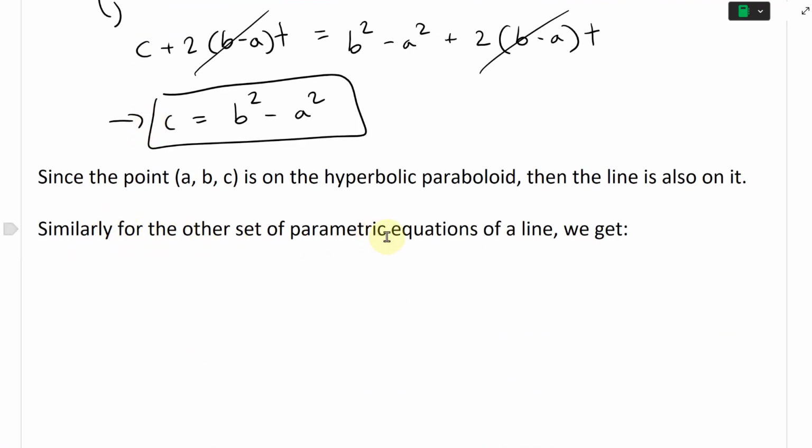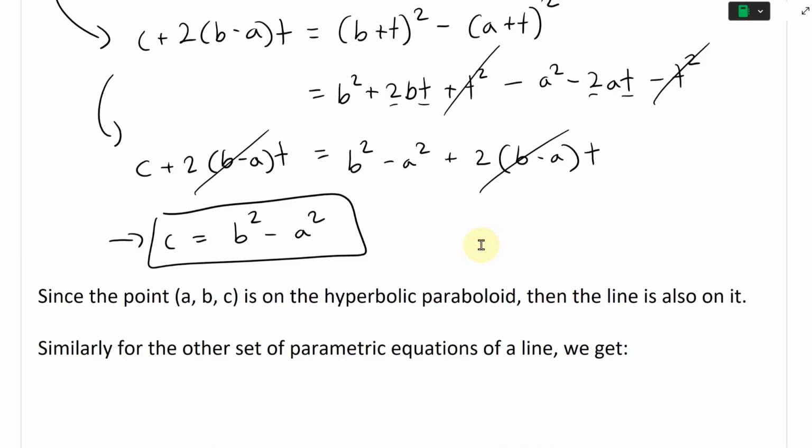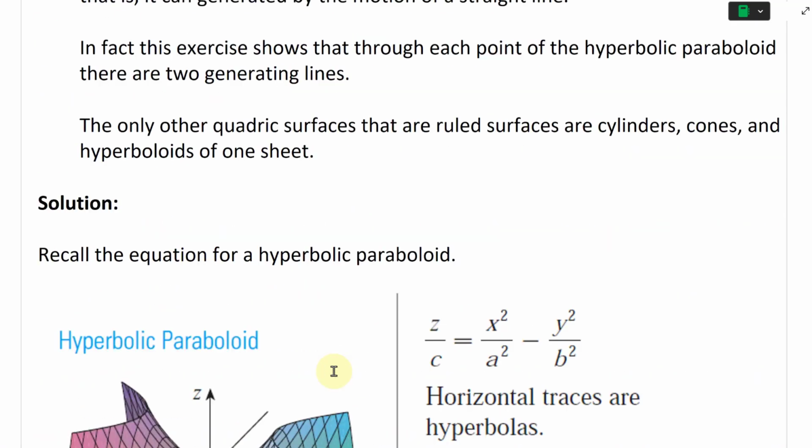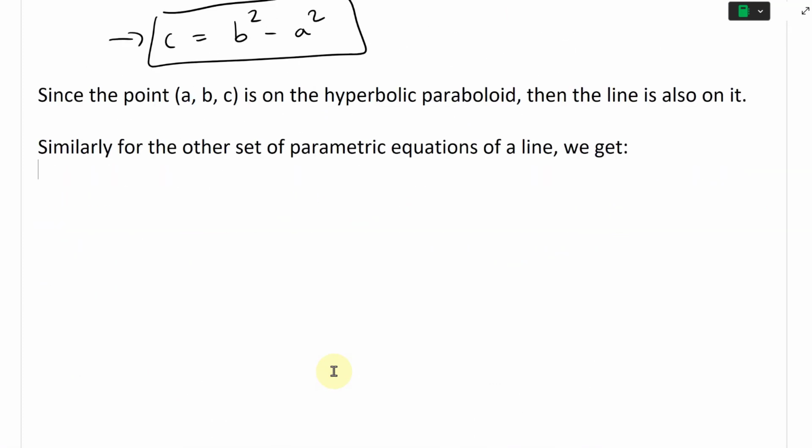So similarly, for the other set of parametric equations, let's see the only difference: a plus t, and then b minus t, and then c minus 2 times b plus a times t. Alright, so let's write down what we get here. We get z equals y squared minus x squared, and again we have our point on the surface, with c equals b squared minus a squared. And then our line is x equals a plus t.